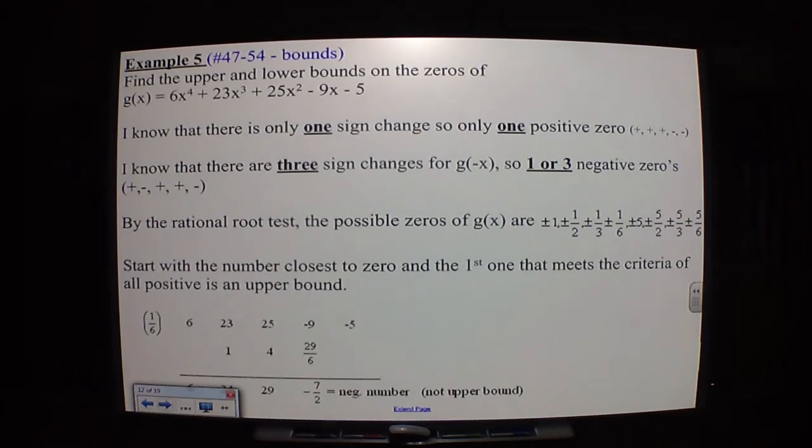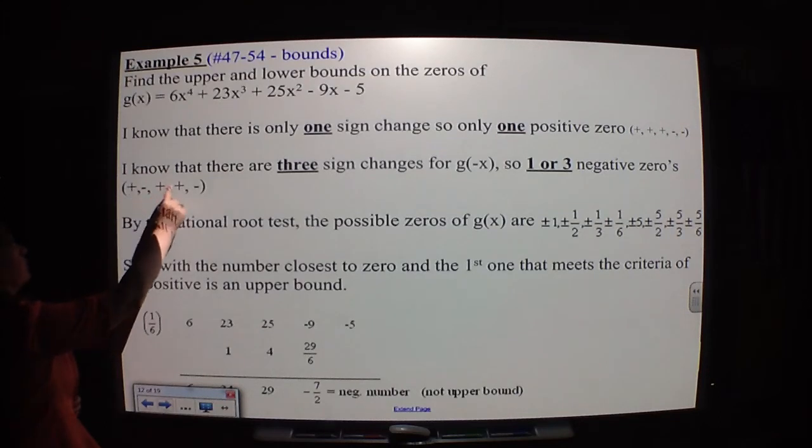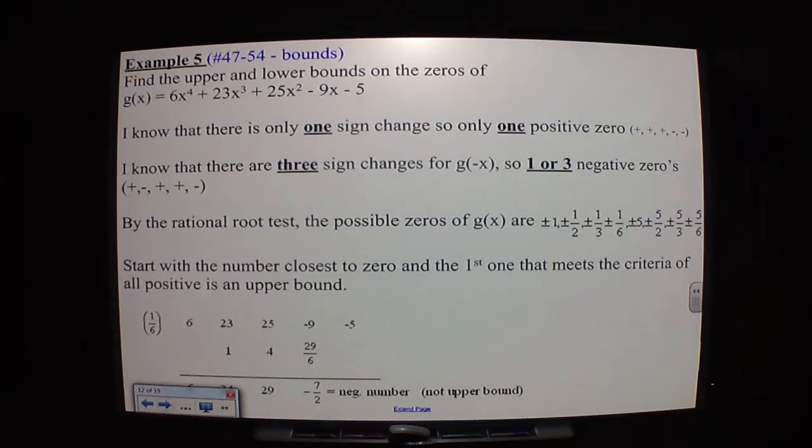Find the upper and lower bounds on the zeros of, and there's my polynomial. So when you're looking at that, notice there's only one sign change. So there's really only one positive 0. And if I do negative x, there are 3 sign changes: 1, 2, 3. Okay? So for the negative, there are either 1 or 3 negative zeros.